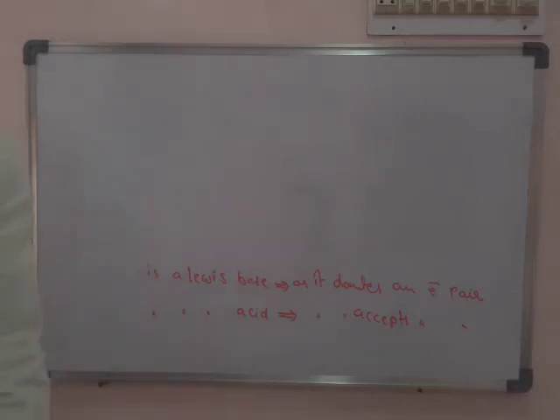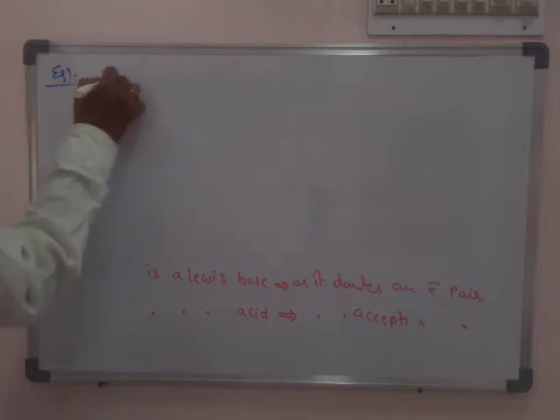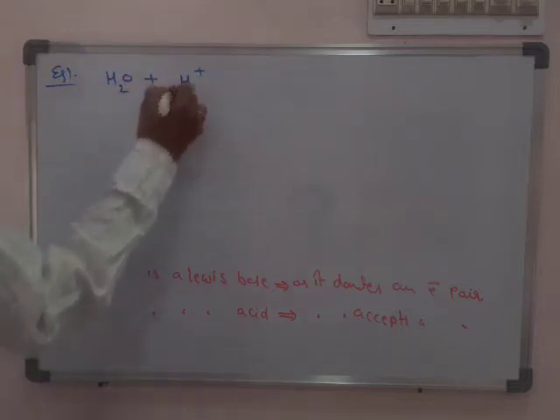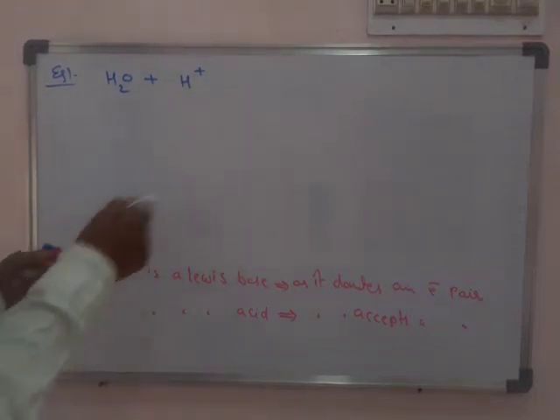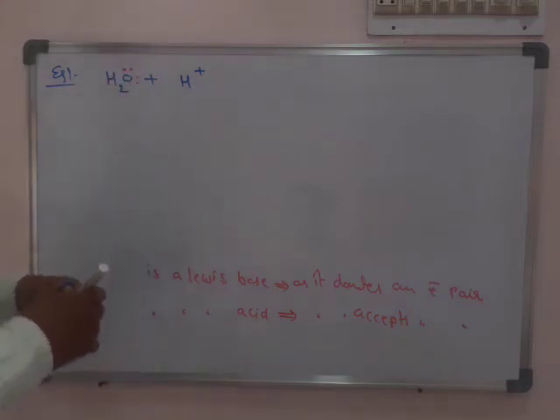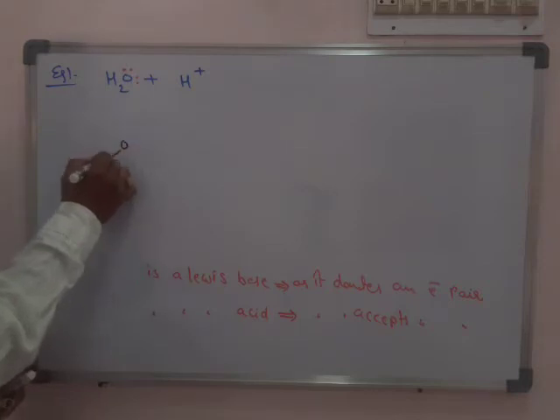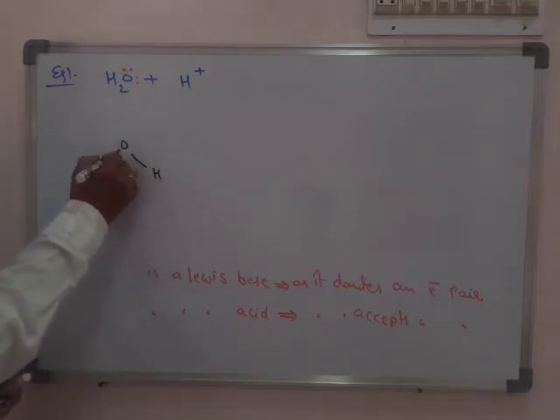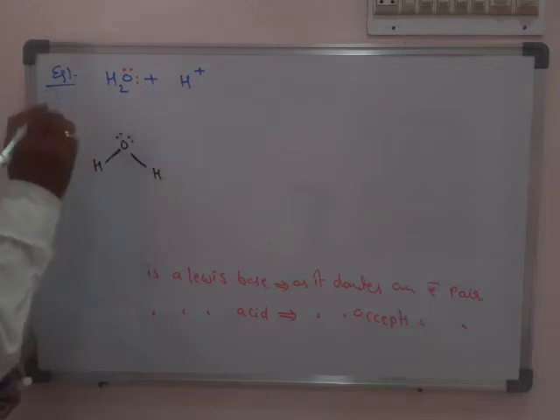Okay, next see one more example. The reaction between water and H+. Obviously we know that in the H2O molecule there are two lone pairs present on the oxygen. If you know the structure of H2O, it is like this. Oxygen is having 2 lone pairs of electrons.